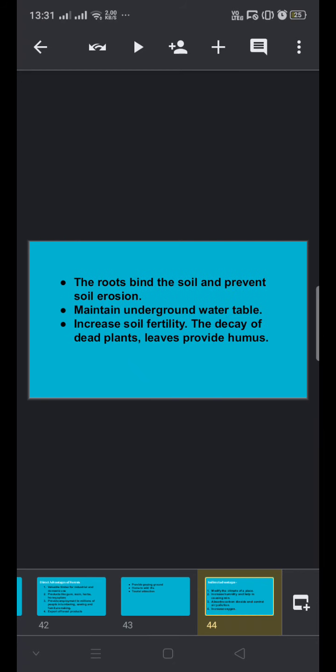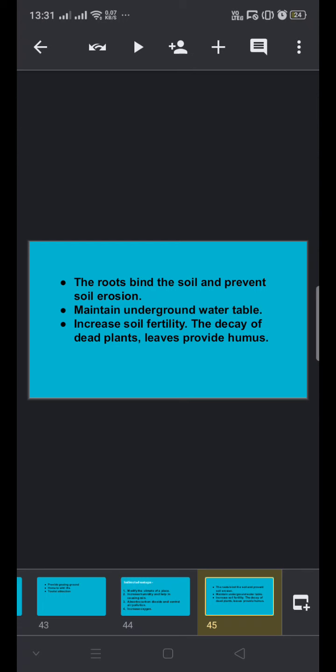And how does it increase the soil fertility? The decay of the dead plants and leaves, when they fall on the ground, they decay and they make humus. So this way they increase the soil fertility also. Now how do they increase the underground water table? The roots of the plants absorb the rainwater or the running water, and this way they increase the underground water table. Had there not been any trees, the area would get flooded with a lot of soil erosion taking place. Is that clear?